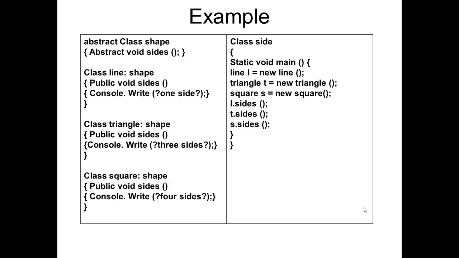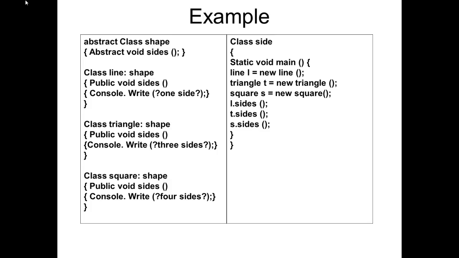We have declared an abstract class Shape. You can declare a class as abstract by writing the abstract keyword in front of the class. Just by writing the keyword abstract, does a class become abstract? No. A class becomes abstract when it has at least one abstract method.